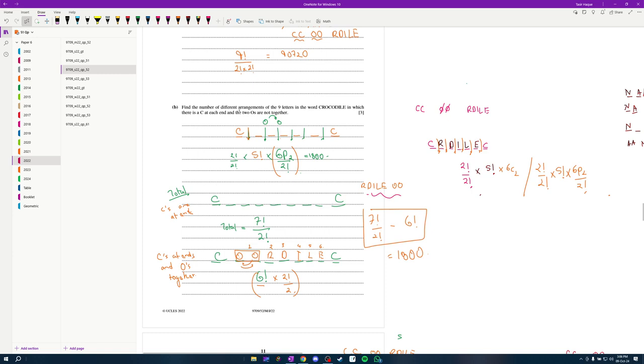Whenever I see that 2 letters are there, or if I see the wording that these letters cannot be next to each other, I always apply the arrow method. Okay, that's my word of advice for you guys.